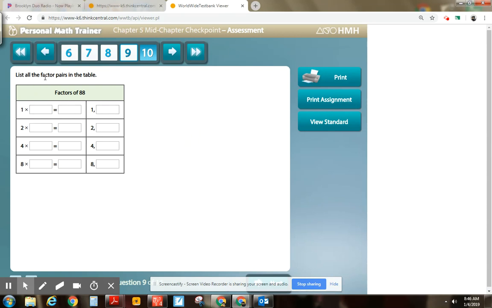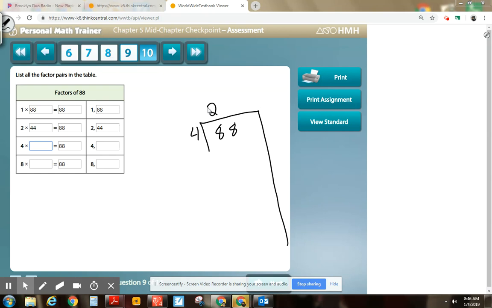So in this problem, you need to list all of the factor pairs in the table for 88. So what I can do is each one of these is going to be equal to 88, right? 1 times what equals 88? Well, 1 times 88. 2 times, I just cut it in half, because it's the 2, right? 4 times what goes into 88? It's not super easy for us to do in our heads, so let's just divide it out. How many 4s fit into 8 tens? 2 tens. Let's subtract 80. Bring down the 8. How many 4s fit into 8? 2. And I don't have anything left over, no remainder, so it would be 4 times 22 equals 88. Factor pair is 4 and 22. And 8 times 11 equals 88. So there's 1, 2, 3, 4, 5, 6, 7, 8 factors of 88.